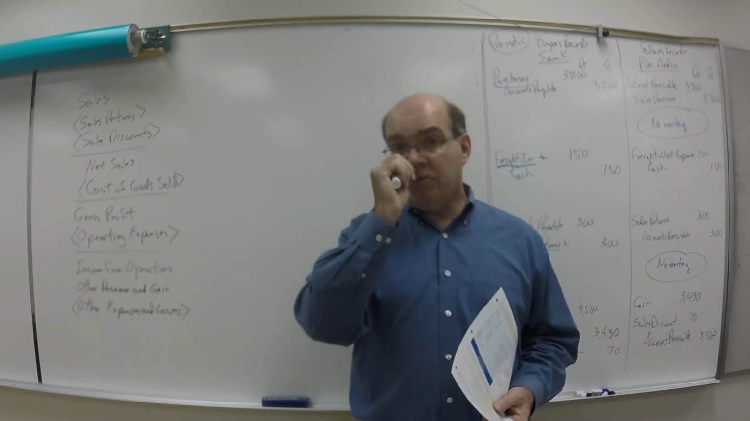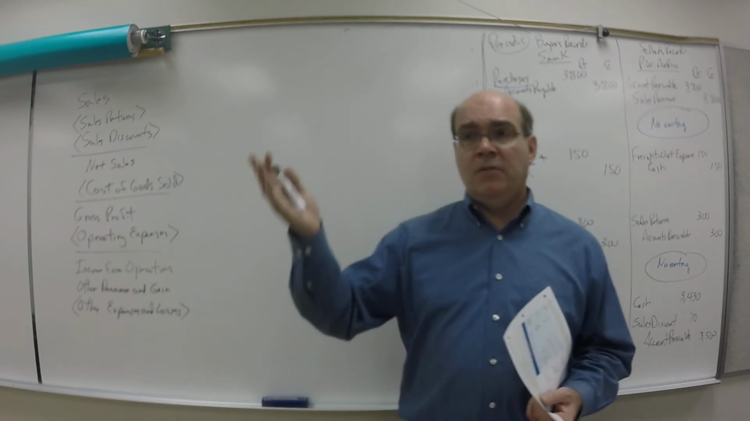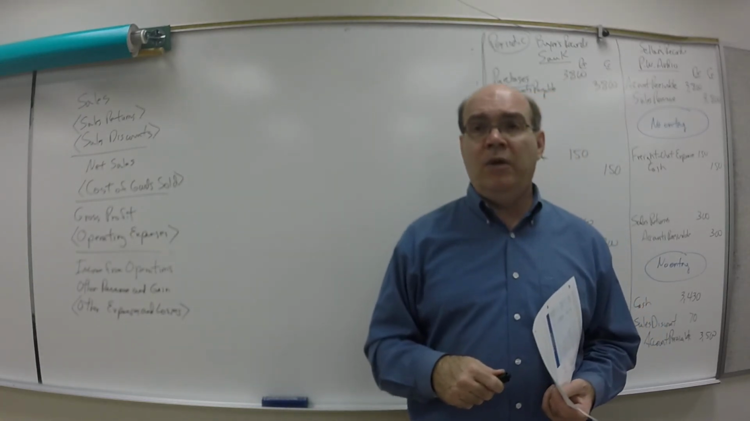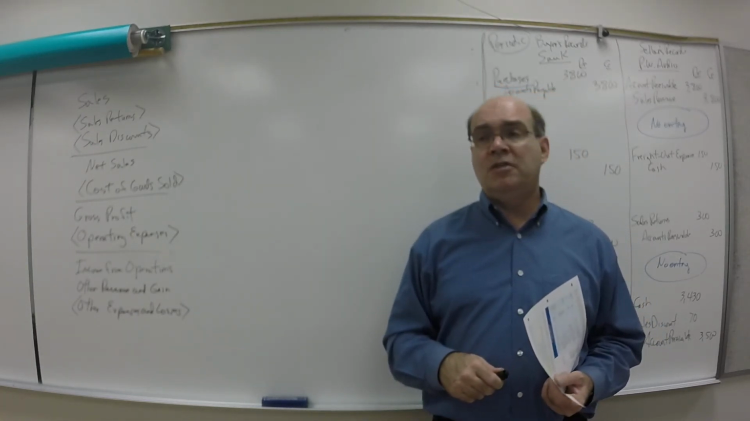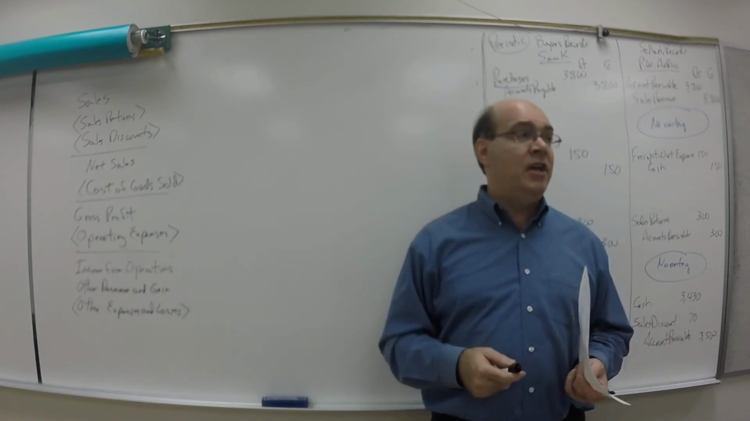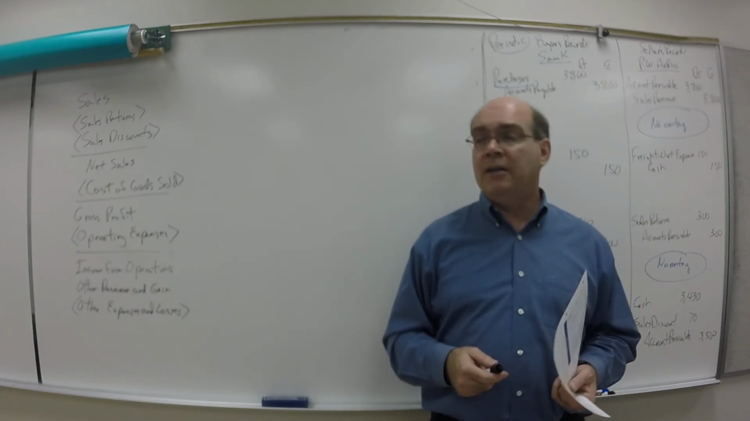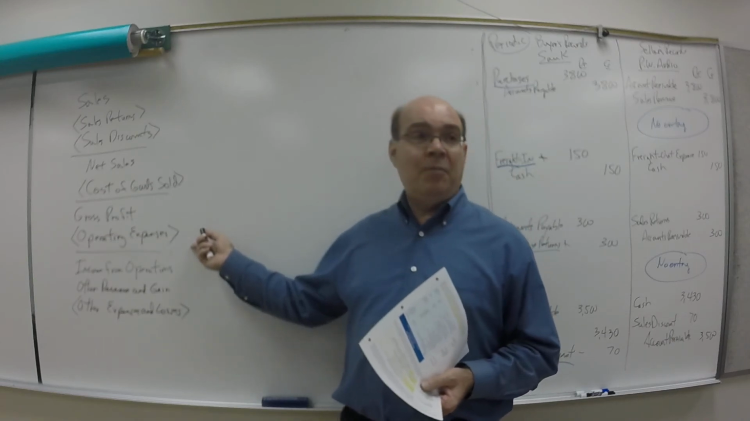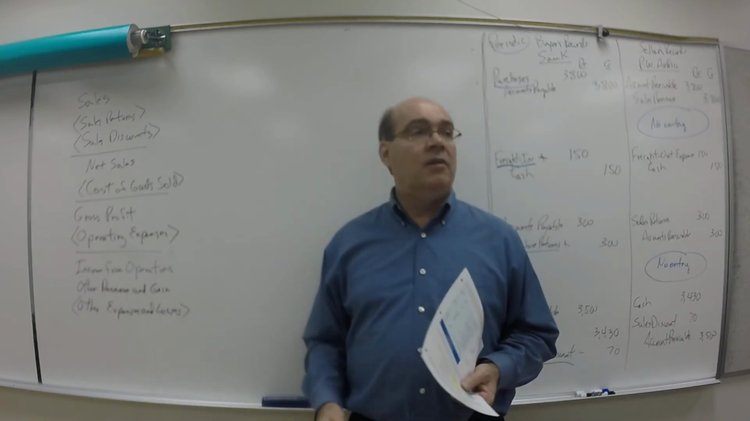What happens if we have a casualty loss? We had a limb fall off in the Santa Ana winds and hit our building, and our insurance wasn't up to speed, so we had to pay $10,000 to repair the roof out of our own pocket. That's not an operating cost. It doesn't happen all the time. So that comes out of here.